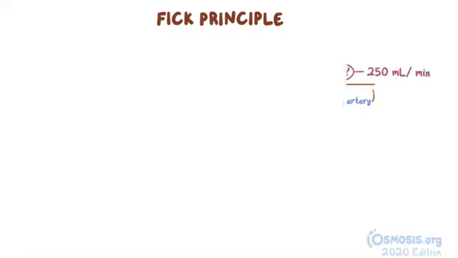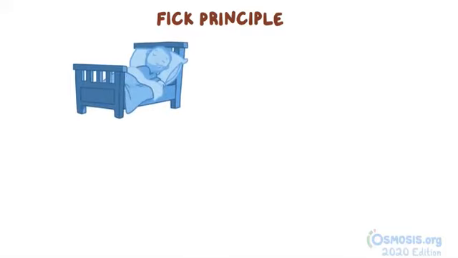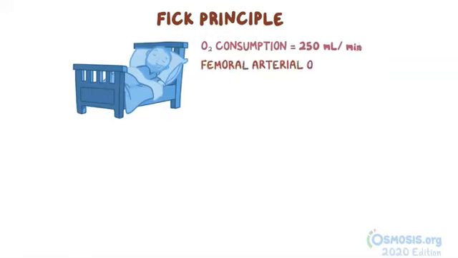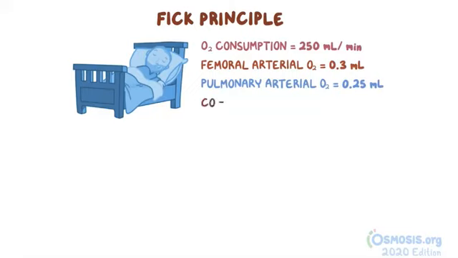Let's work through the problem together and calculate the cardiac output for a man lying in bed. This person has an oxygen consumption of 250 milliliters per minute, a femoral arterial oxygen content of 0.3 milliliters, and a pulmonary arterial oxygen content of 0.25 milliliters. What is his cardiac output?